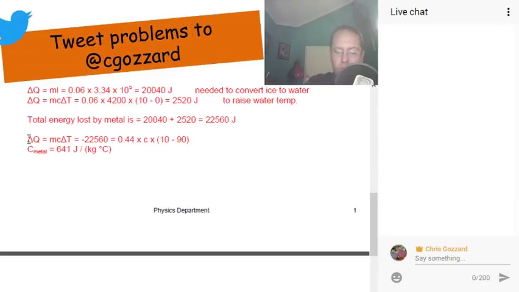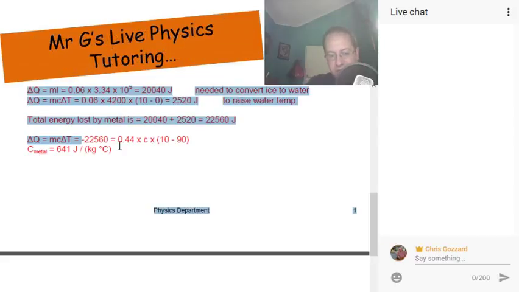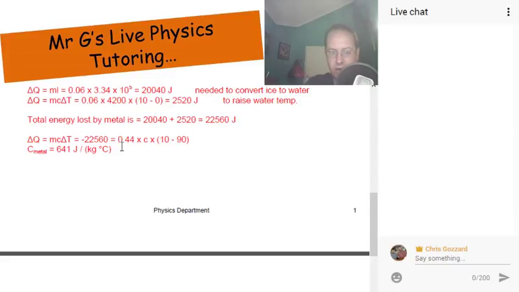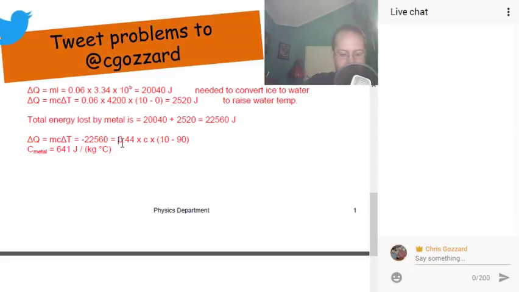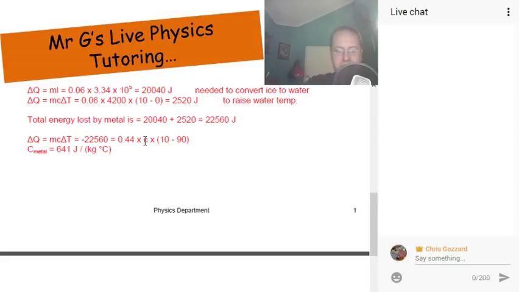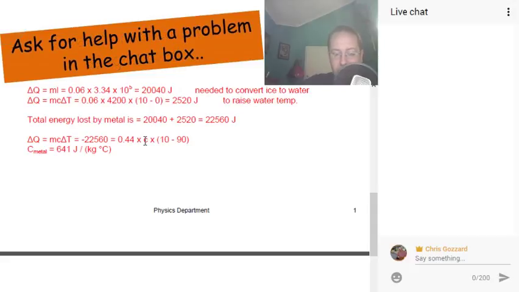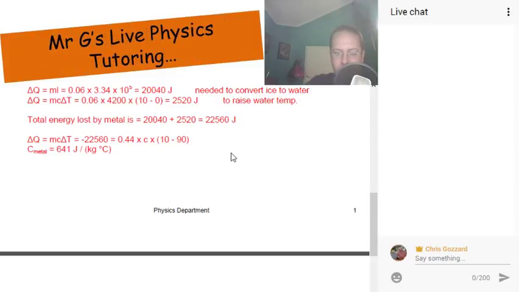Then what's the point of this? We're trying to find the specific heat capacity of the metal. So delta Q equals mc delta T. I've said it's negative because our metal has lost the energy. So there's the mass. Remember, it was 440 grams, which is 0.44 kilograms, times its specific heat capacity. Then the change in temperature: it went from 90 to 10, so it's final minus initial, 10 minus 90. Work that all out, and you get a specific heat capacity for the metal of 641 joules per kilogram per degree, hopefully.